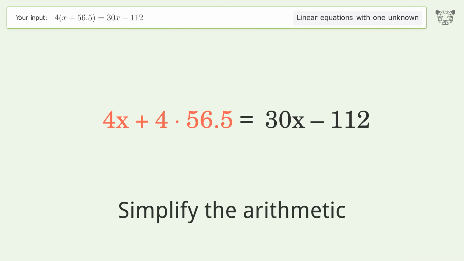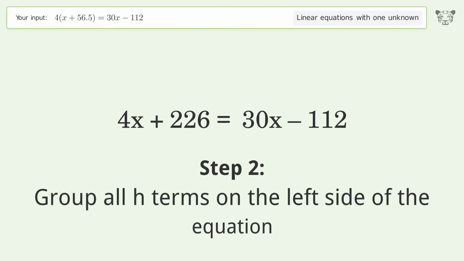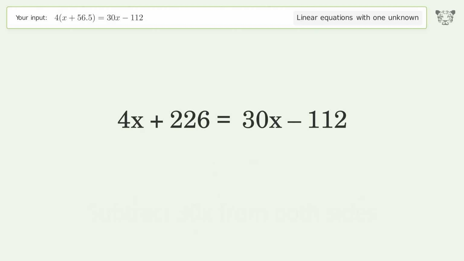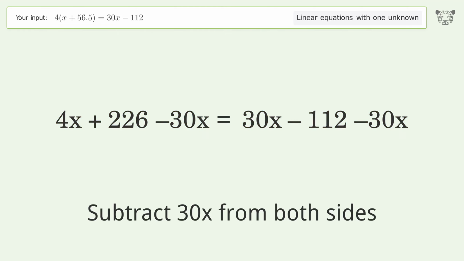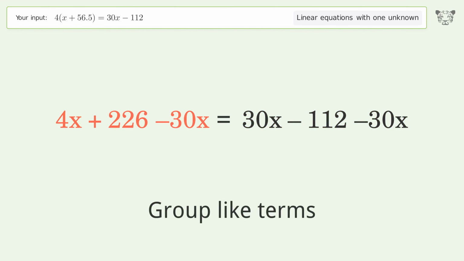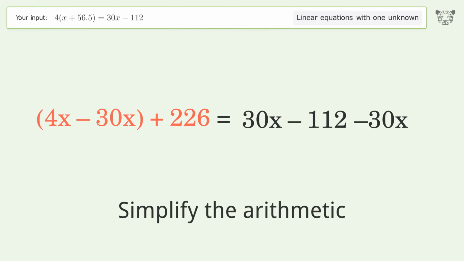Simplify the arithmetic. Group all x terms on the left side of the equation. Subtract 30x from both sides. Group like terms. Simplify the arithmetic.